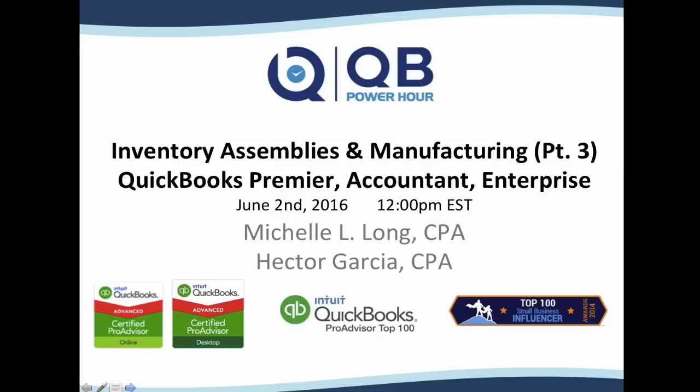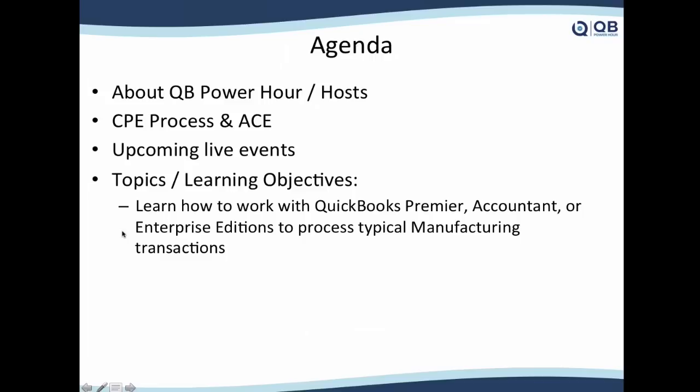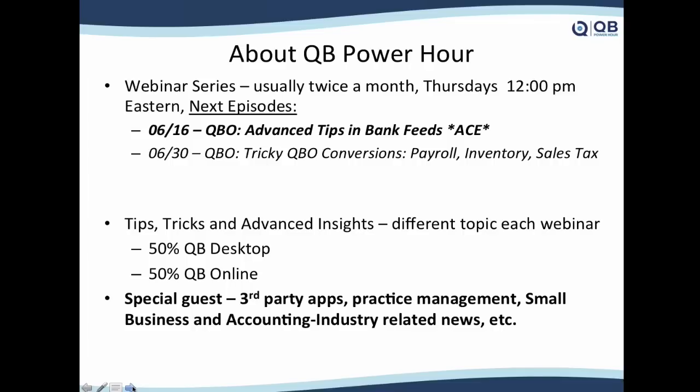All right, so again, as mentioned, this is part 3 of the manufacturing and assembly features. So the agenda for today, we'll talk about QB Power Hour briefly. We'll talk about the CPE process and the ACE process. We'll talk about some upcoming events that are web-based and live. And then the learning objectives for today: to learn how to work with QuickBooks Premier, Accountant, and Enterprise to do typical manufacturing processes for your clients. This is obviously important for accountants to have those learning objectives there for us to issue our CPE.